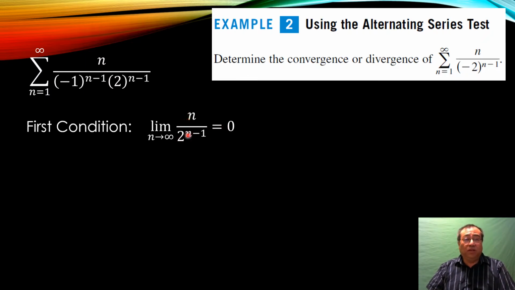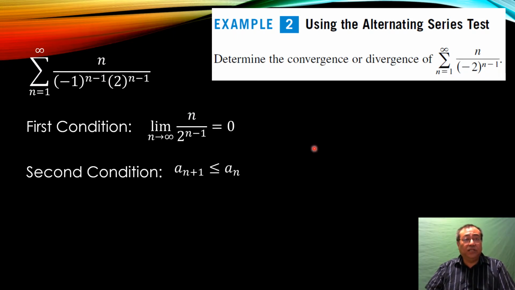Here you have infinity over infinity. That's an indeterminate form. If you take the derivative of the numerator, it would be 1. The derivative of the denominator will be 2 to the n minus 1 times the natural log of 2. So the 2 to the n doesn't go away. So yeah, the limit is 0.